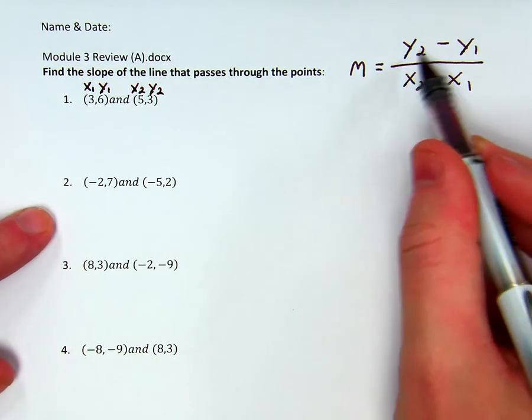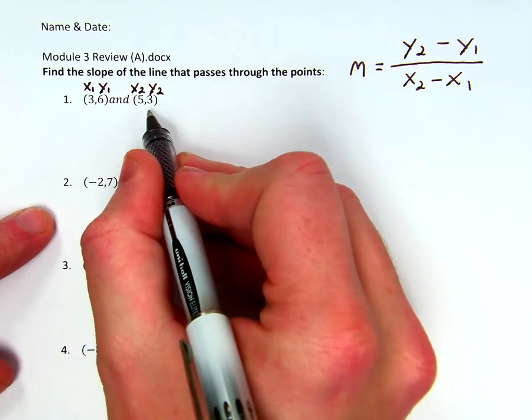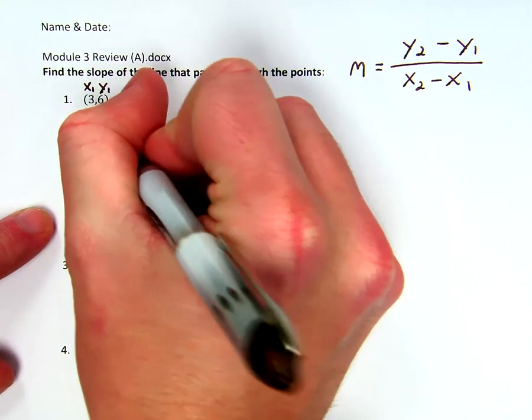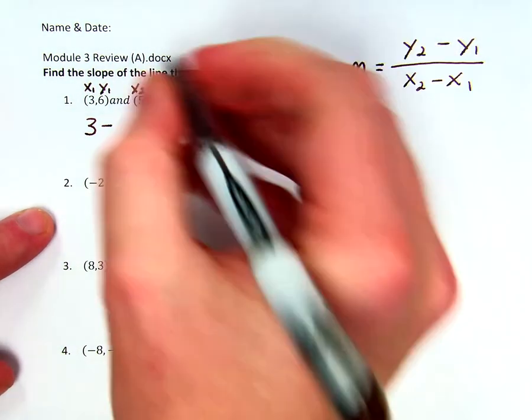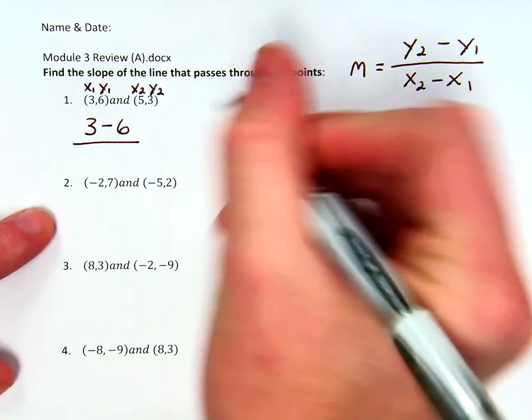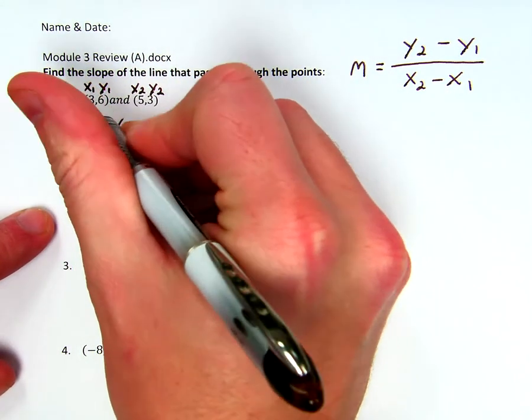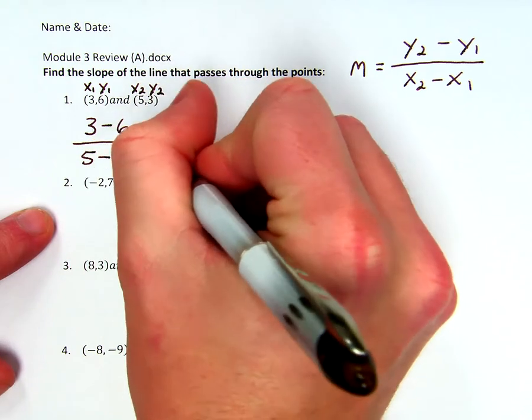So instead of starting with y2 minus, in this case I'm going to start with my y2 value, which is 3, minus my y1 value, which is 6. And I'm going to put that over my x2 value, which is 5, minus my x1 value, which is 3.